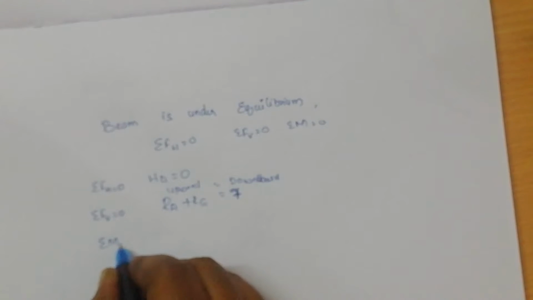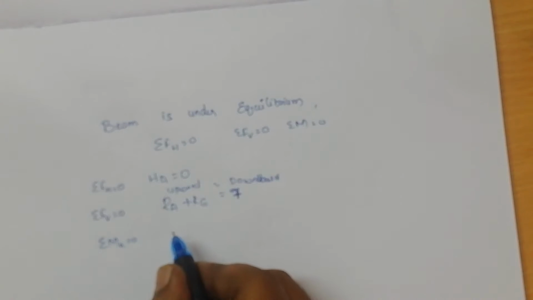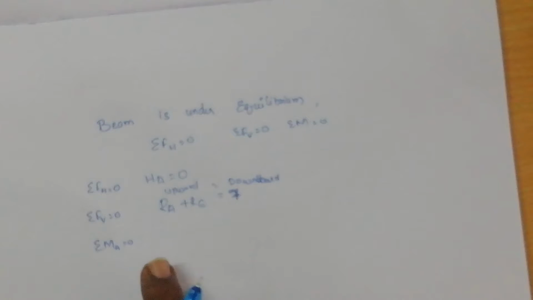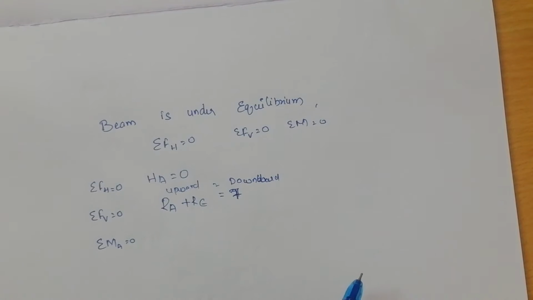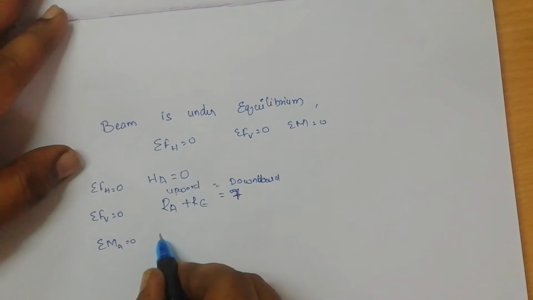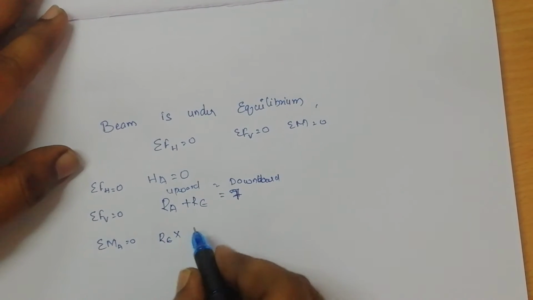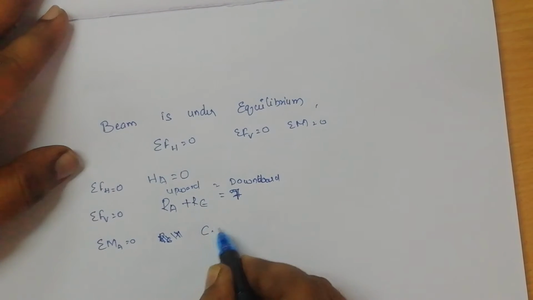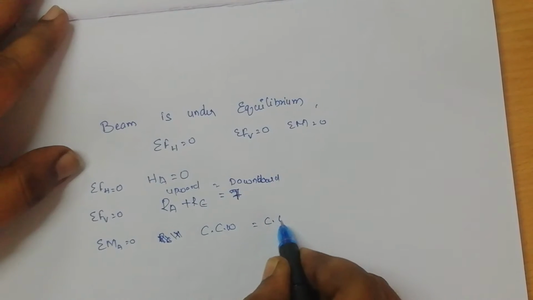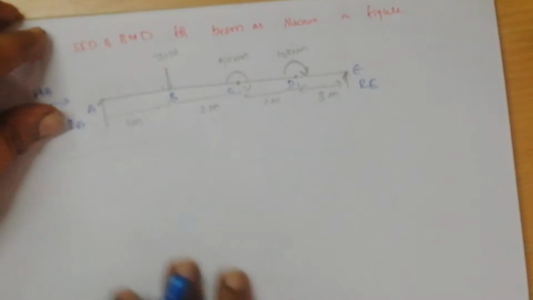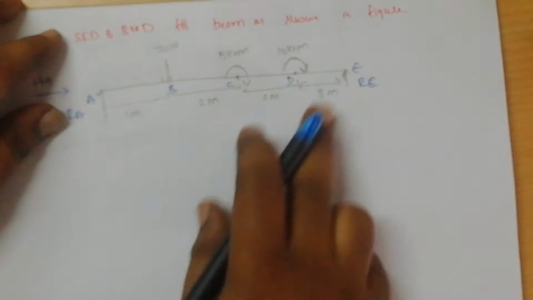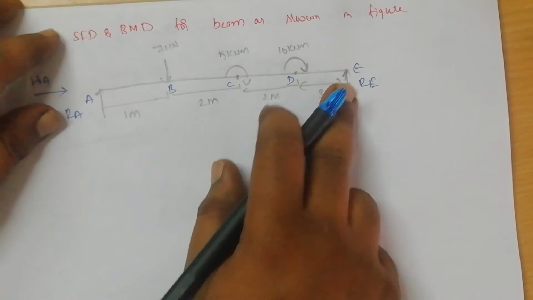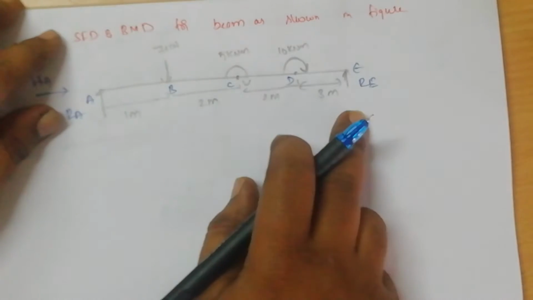Next is summation of moment about A equal to 0. When I take moment about point A, I have to take the loads which are to the right side of it. We can also do this in one other way, that is, counterclockwise moment is equal to clockwise moment. So let us see which moments are counterclockwise. First, see this right corner, RE, that is in the counterclockwise direction.